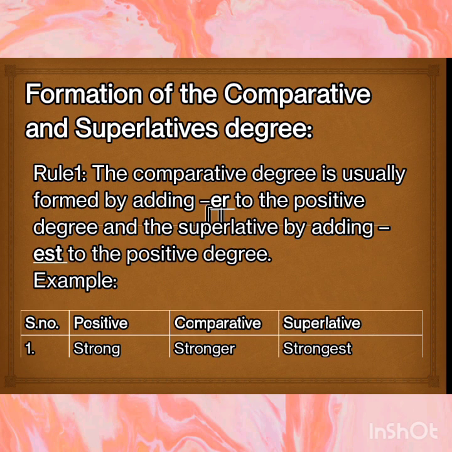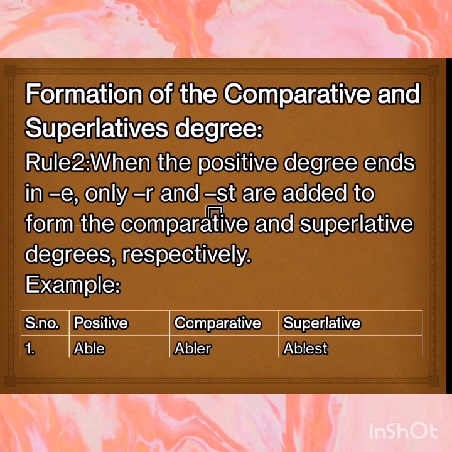Formation of the comparative and superlative degree. Rule 1. The comparative degree is usually formed by adding ER to the positive degree and the superlative by adding EST to the positive degree. For example, strong is the positive degree, then its comparative will be stronger, and superlative will be strongest. Rule 2. When the positive degree ends in E, only R and ST are added to form the comparative and superlative degrees respectively. Example, able, abler, ablest.